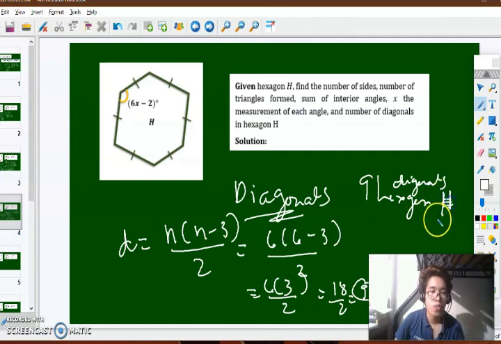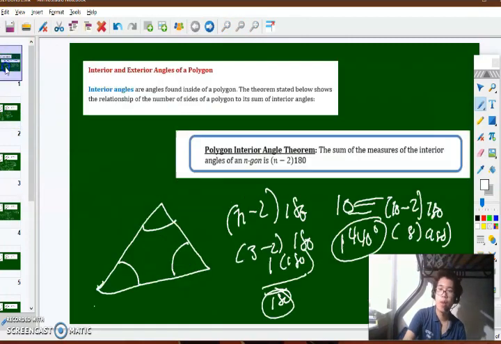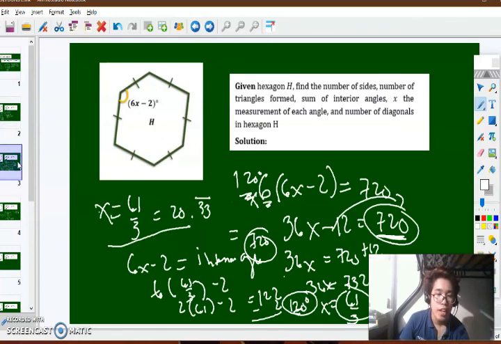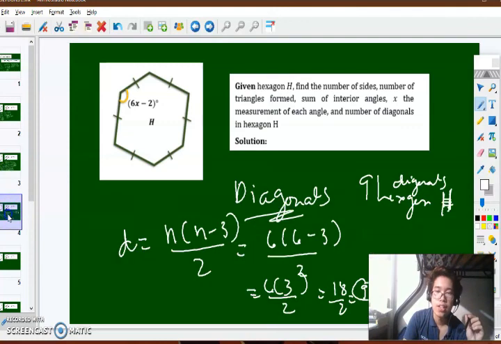So that proves our final answer. For this specific problem, it has 6 sides, it has 4 triangles, and the sum of its interior angles is 720 degrees. The value of x is 61 over 3, that's the exact value, or if you want to approximate, 20.33. The measurement of each interior angle is 120 degrees, and the number of diagonals is 9. Okay, so that's it for solving this problem on interior angles.